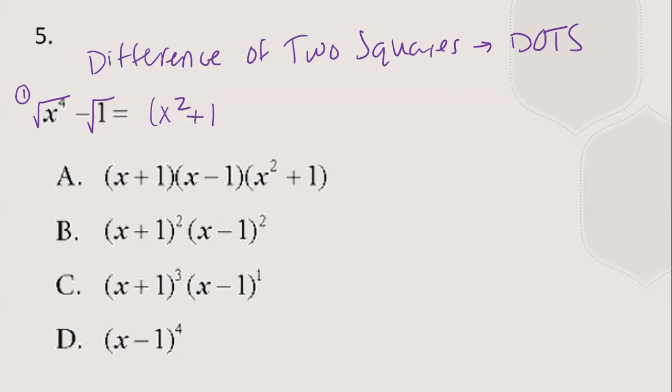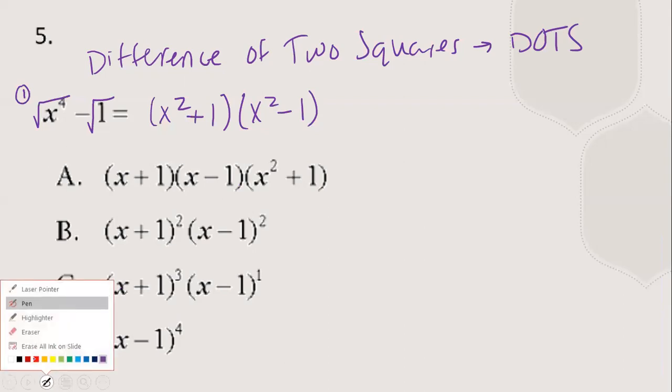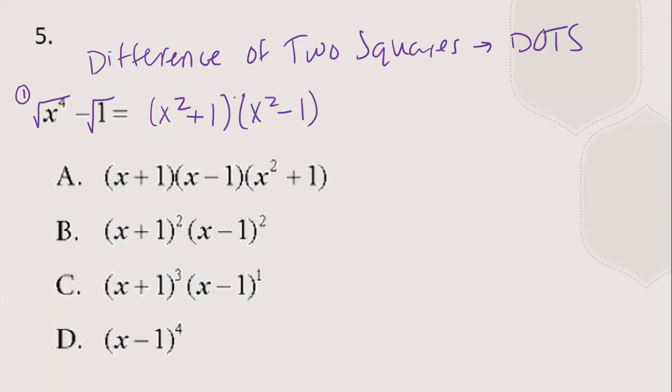Okay. So we're going to put our positive. When you take the square root of something, guys, it produces a positive and a negative. So we have x squared plus 1, but we also are going to have x squared minus 1. What happens with the x squared minus 1 is that it produces another dot situation, another difference of 2 squares. So guess what I'm going to do again? I'm going to repeat the process again until I can't repeat it anymore.